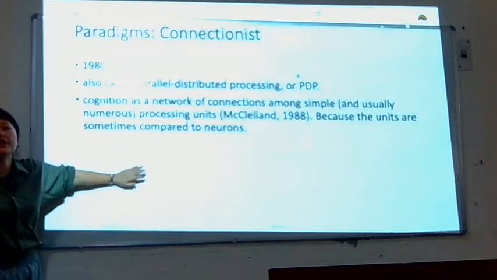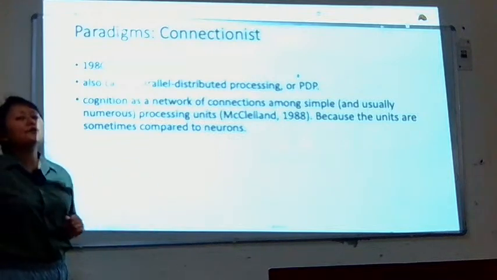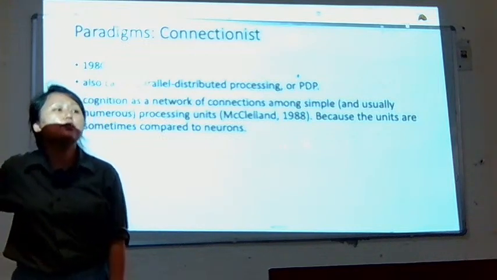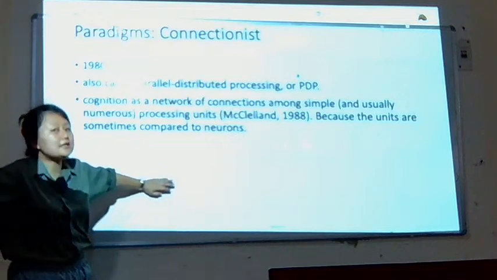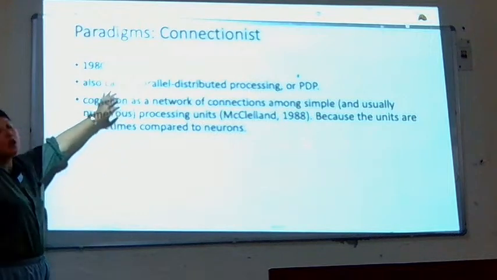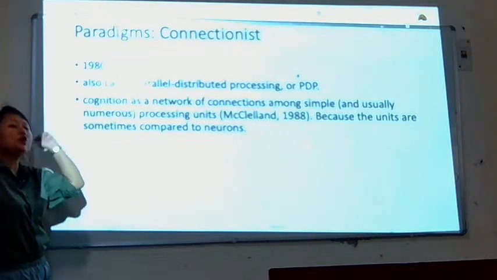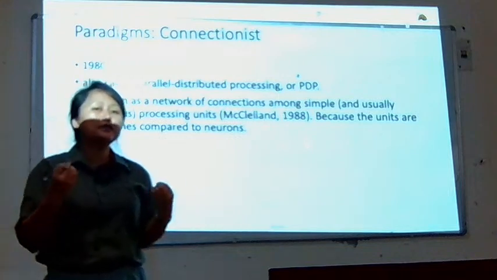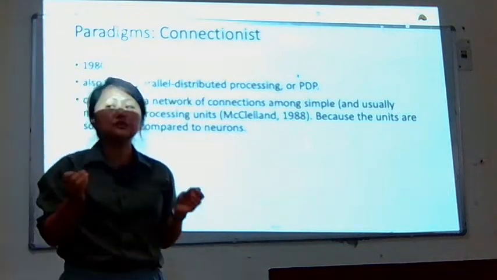All right, so the connectionists say, no, that's not how it works. It's too simplistic. What does the connectionist say? You might have already learned this in your class 11 or 12. This is parallel processing. They are saying that no, it's not only one way. According to this, cognition is a network of connections among simple processing units, because the units are sometimes compared to neurons. In your biopsychology class, you might have talked about neurons. What are neurons?